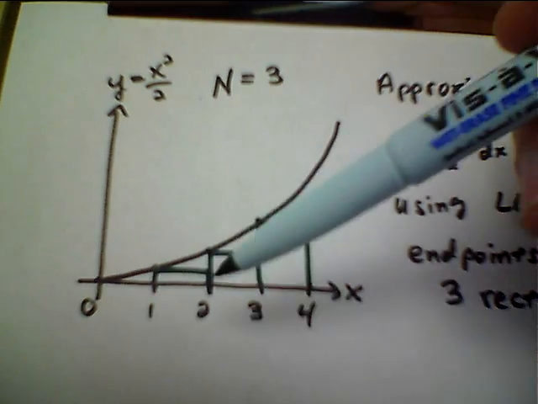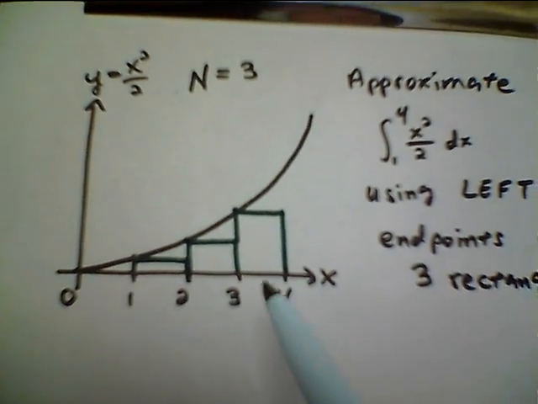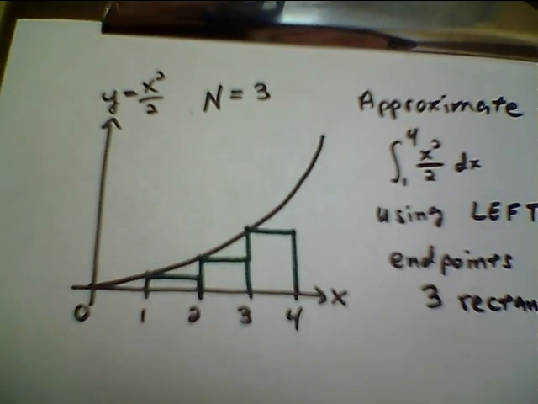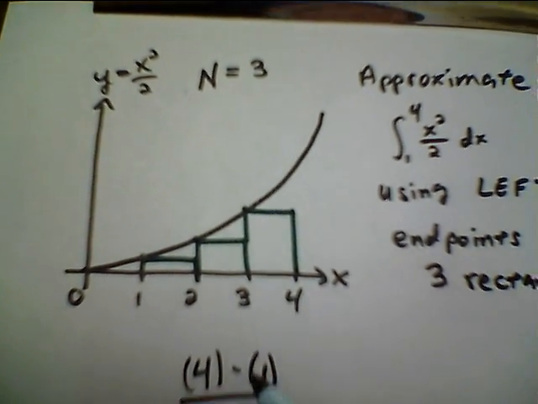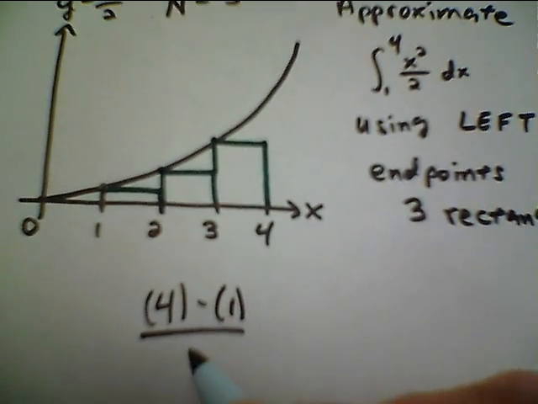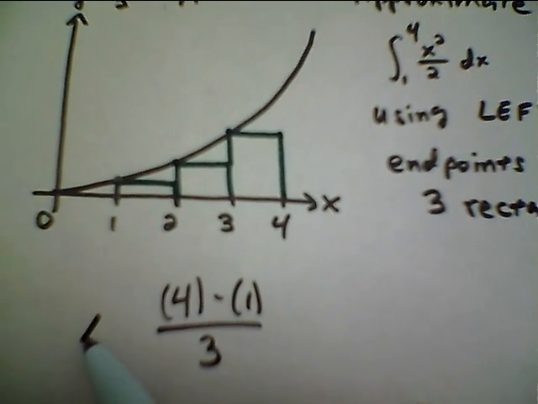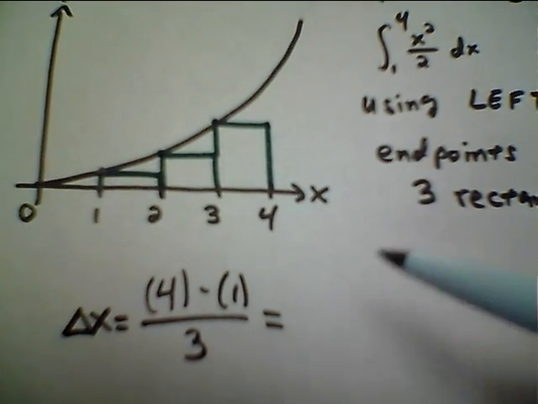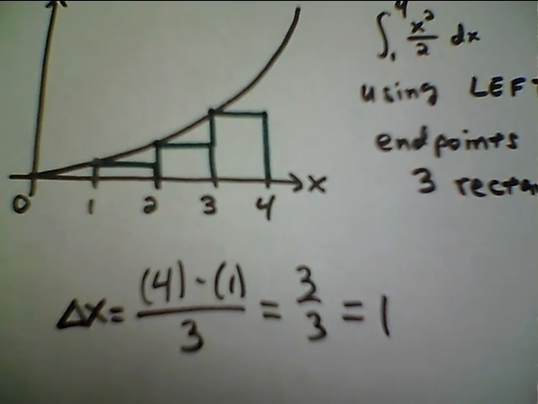But how do we get the widths and the heights of the rectangles? Well, remember, if we want to calculate the width of each rectangle, we look at the entire interval from 4 to 1, and we calculate that distance. And then we divide that by the number of subdivisions, which is 3. In this case, that's the capital N, which is 3. Recall that gives us the base, which we denote with the symbol delta x. That is 3 over 3, and that is 1. So the width of each rectangle is 1.